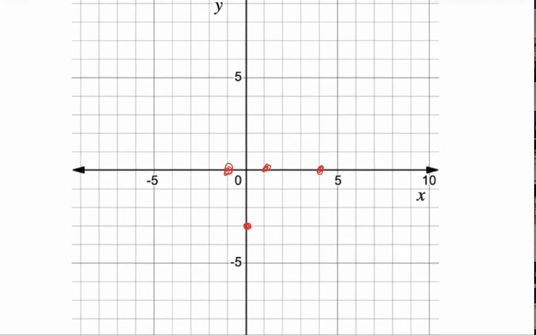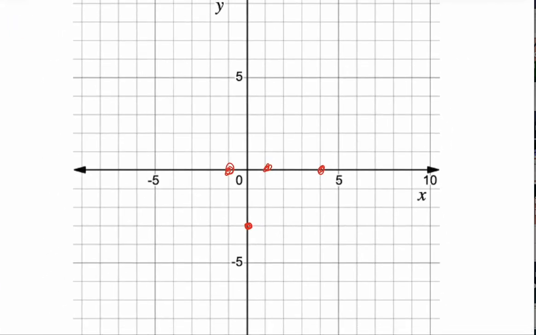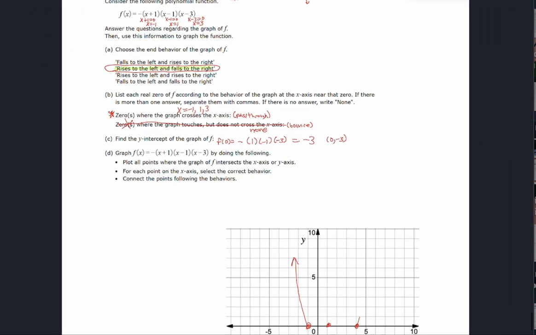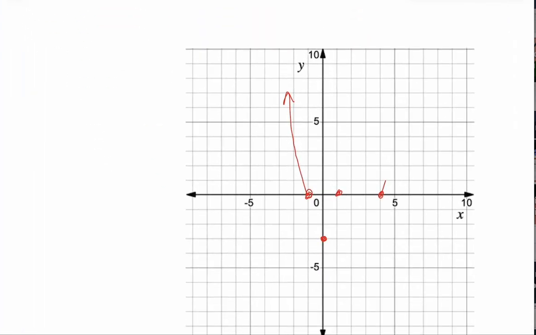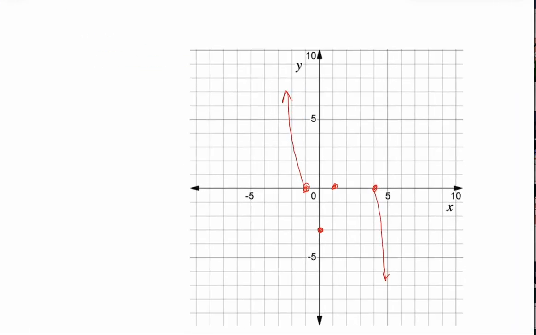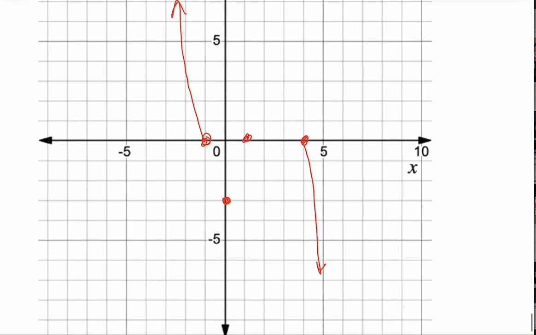Okay, so what does that mean? Well, this end has to go up. This end has to, wait, let's see, our end behavior. That one has to go down. And remember, none of these things bounce off the x-axis. So it's got to go through the x-axis, come back up, go through the x-axis, come back down and go through the x-axis.